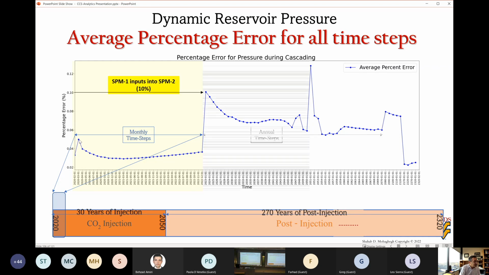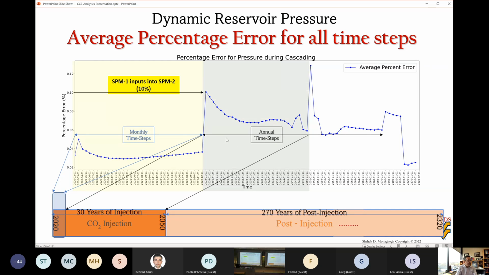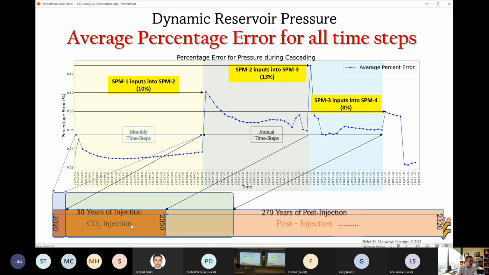In one case, we had about 5%. Then we went to this area here and here. And you can see in this area during injection and post-injection, we did this in annual steps. And the maximum was 10% error. Average was about 7% error.